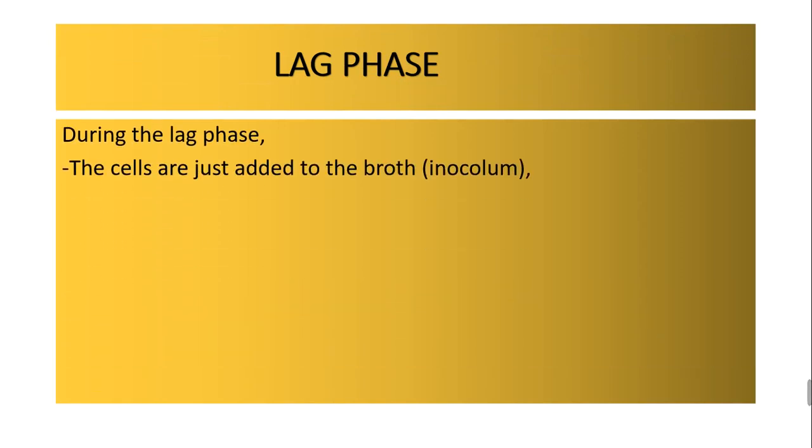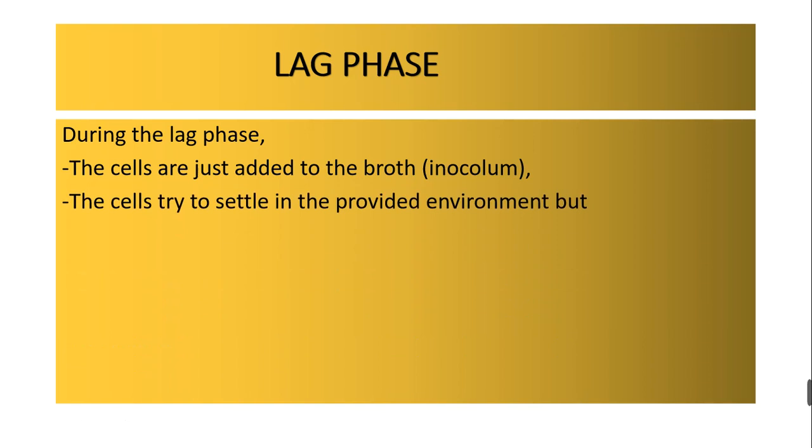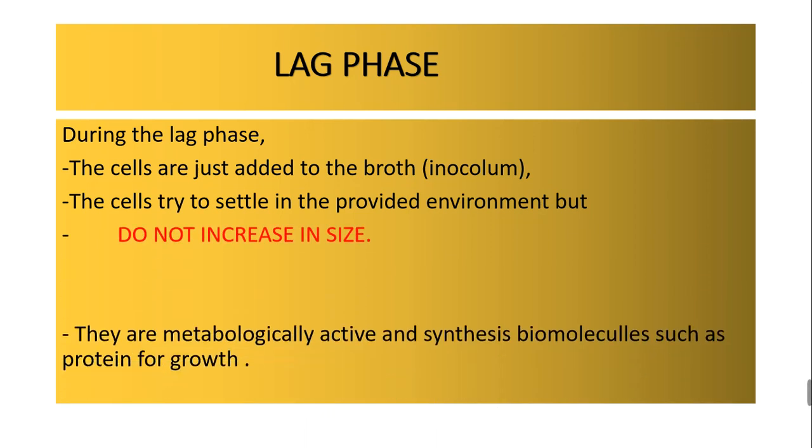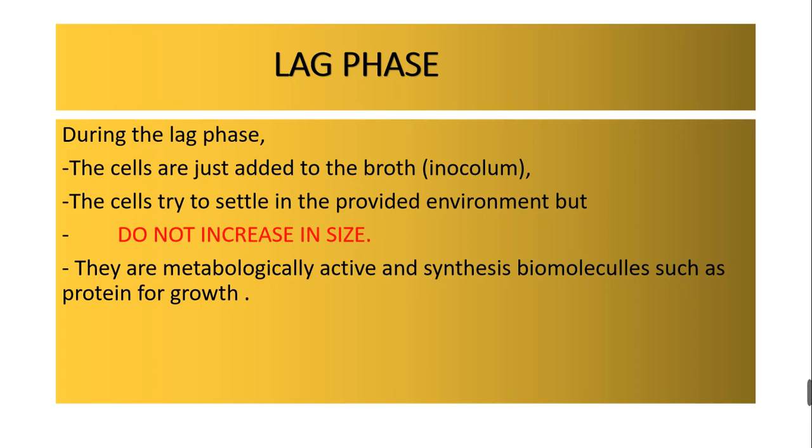What happens at the lag phase? At this phase, the organism is just inoculated into a broth. It's called an inoculum. Once the organism is inoculated, it does not grow at this phase. It's just trying to get adapted to the environment. It begins to make use of the nutrients provided in the broth, and synthesizes all the required materials that it would need to thrive in its new environment. There is no increase in size and no multiplication at this stage.